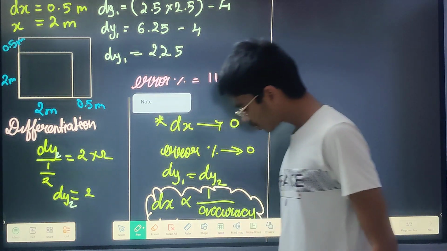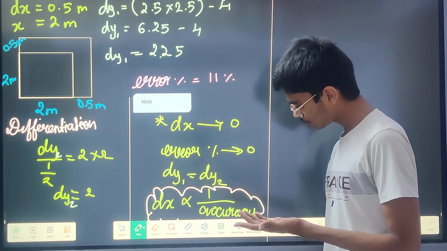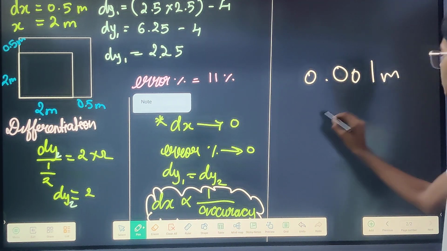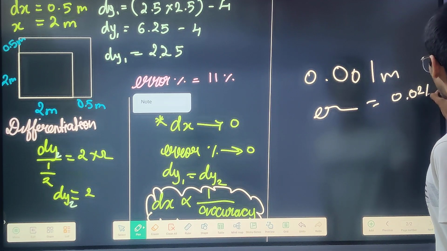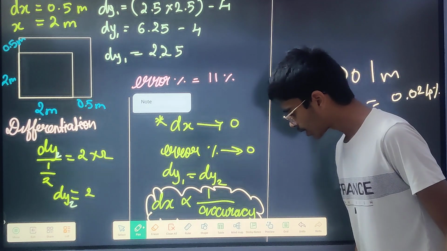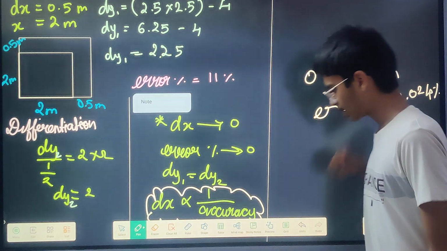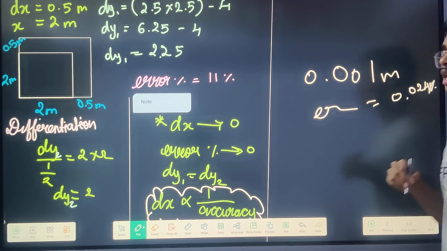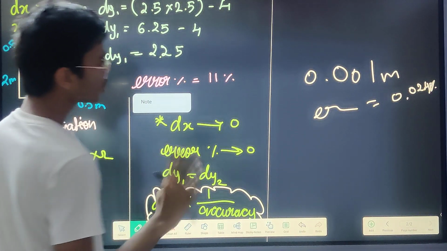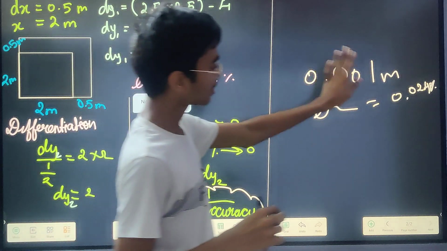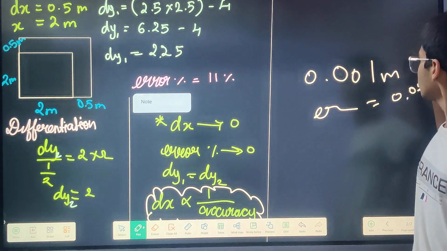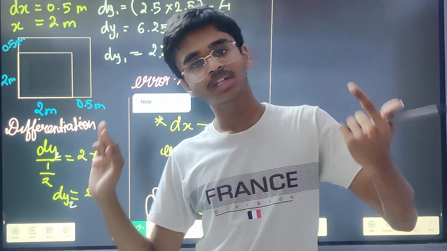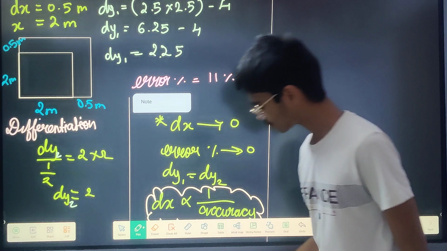Okay, for an example, you just take dx as 0.001 meter. Then the error percentage will be 0.024 percentage. Now this is what the thing is. As you take this lesser and lesser, the error percentage will be reducing. So from this you can very easily say that you are getting some idea, right? Now I'll be giving you a still better idea.